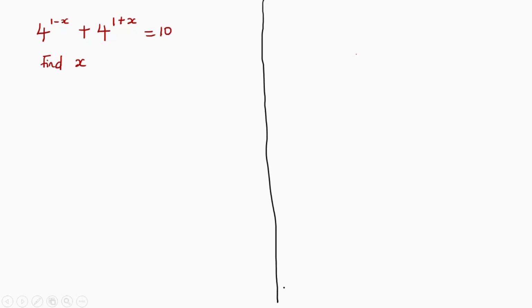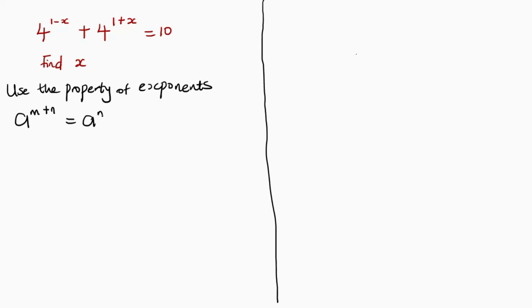So right here we have a question that says 4 raised to the power of 1 minus x plus 4 raised to the power of 1 plus x is equal to 10. We are to solve for x. So the first thing we want to do is to simply make use of the property of exponents, which says a power m plus n is equal to a power m multiplied by a power n.